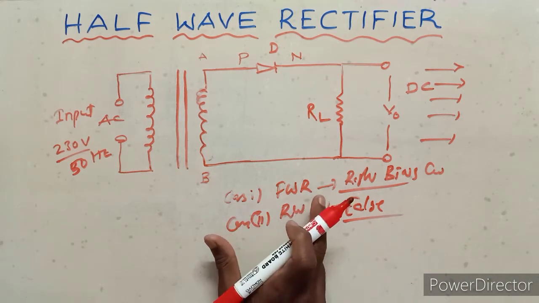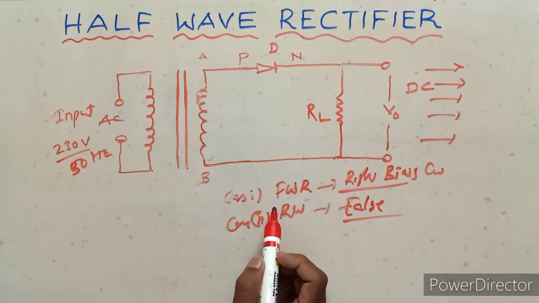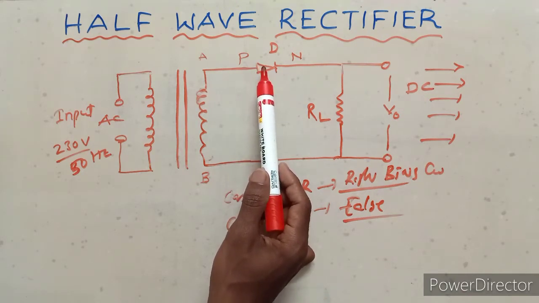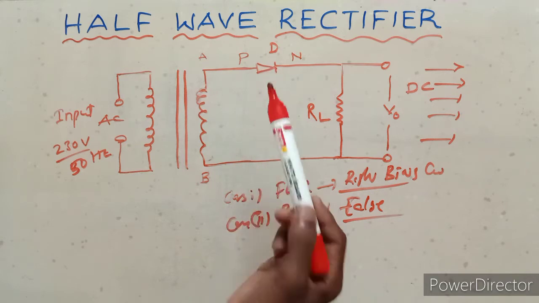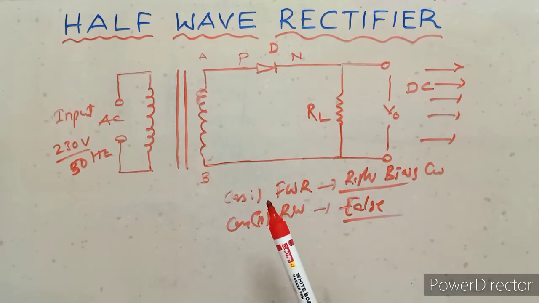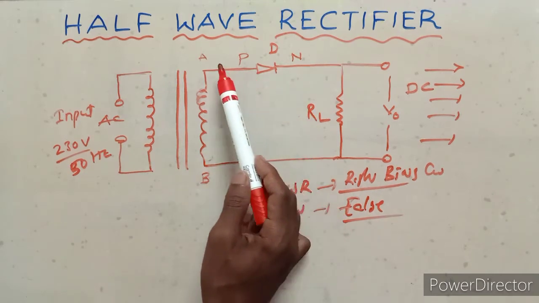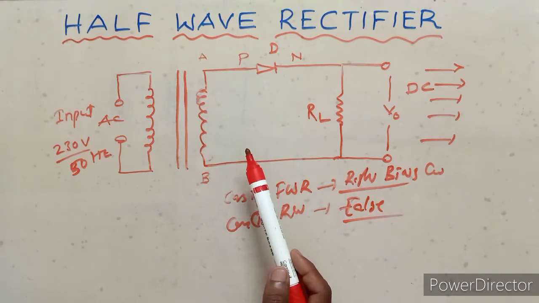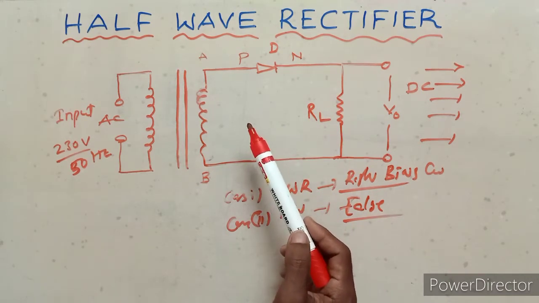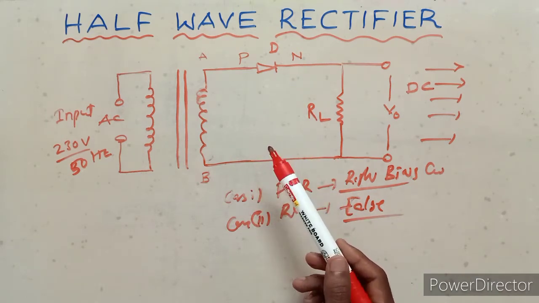so in the first case, the positive half cycle, there is a positive potential at point A. The diode D becomes forward bias and acts as closed switch. Therefore current flows through the resistor, load resistance. And during negative half cycle, there is negative potential at point A. The diode becomes reverse bias and acts as open switch. Okay, then the current will not flow.